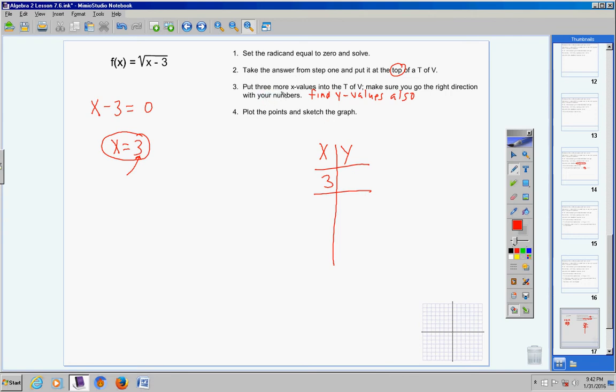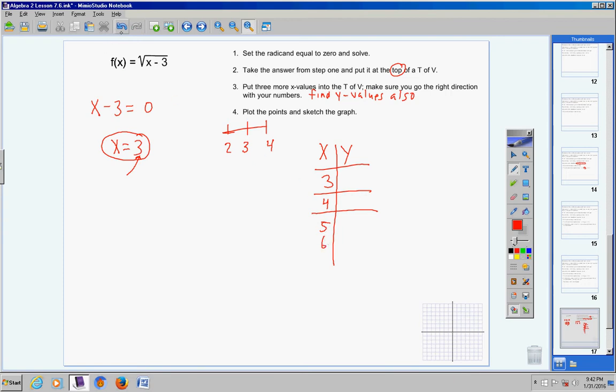Now put 3 more x values into the table of values. Make sure you go the right direction. Now, when I said make sure you go the right direction, from 3, on the other side of 3, here's a number line. On a number line, 4 is beside 3 and 2 is beside 3. So do you want to put 2, 1, 0 for your next 3 numbers? Or do you want to put 4, 5, 6? What do you want to put?